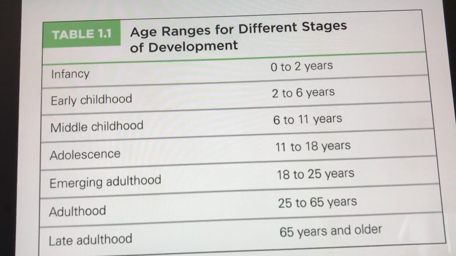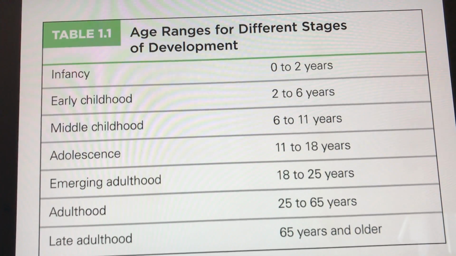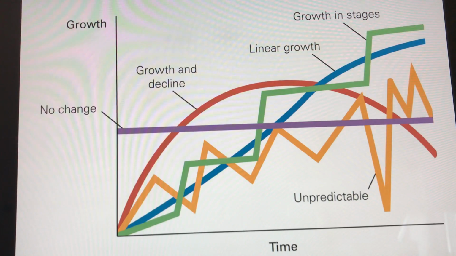My challenge to you, my suggestion to you, is to make sure that you commit these 7 developmental stages to memory, both the stages and the ages that correspond with those stages. You will need to know this information throughout the course of the semester, so go ahead and commit it to your memory now, the 7 stages of development.